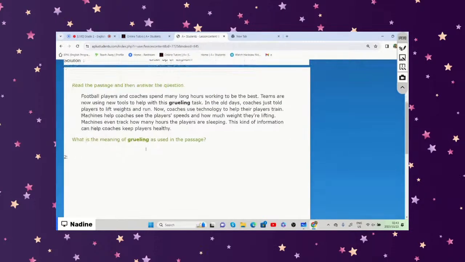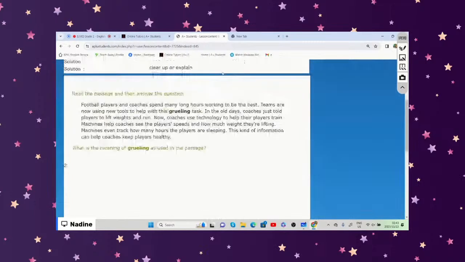So, what is the meaning of grueling in the passage? So, grueling, it's a grueling task. So another word for grueling, right, means that it can be difficult. It's a difficult task. However, technology or machines have made it a bit easier because now machines help coaches to see the players' speeds, right? They track the sleeping patterns, right? They check all the information that could help the coaches to ensure that the players keep healthy.